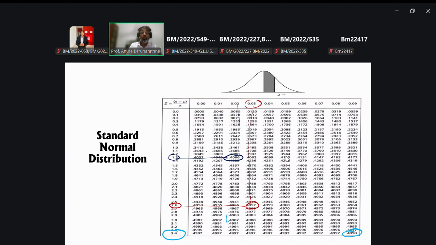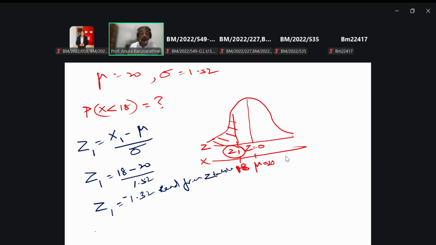0.4066. So how do you record it? Actually, this is the gap between 0 and this particular value. This is 0.4066. But our answer should be here, this area. The answer region is here.